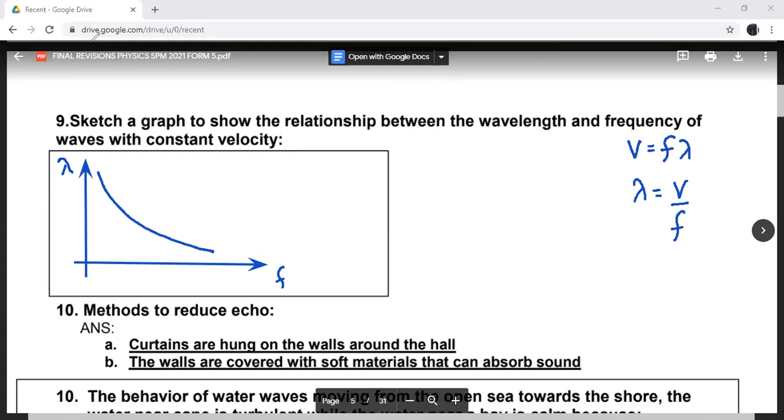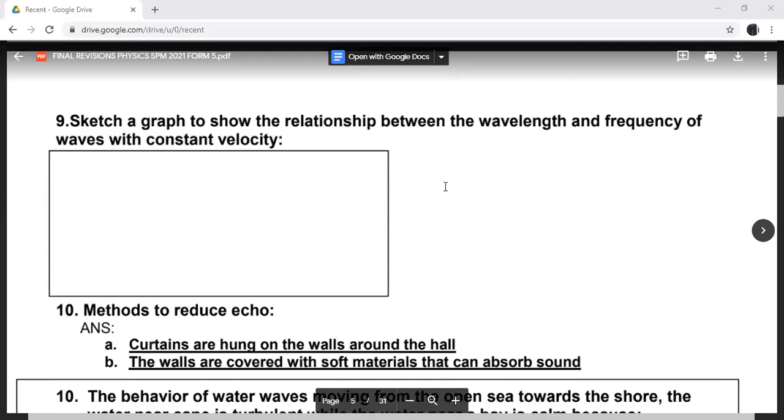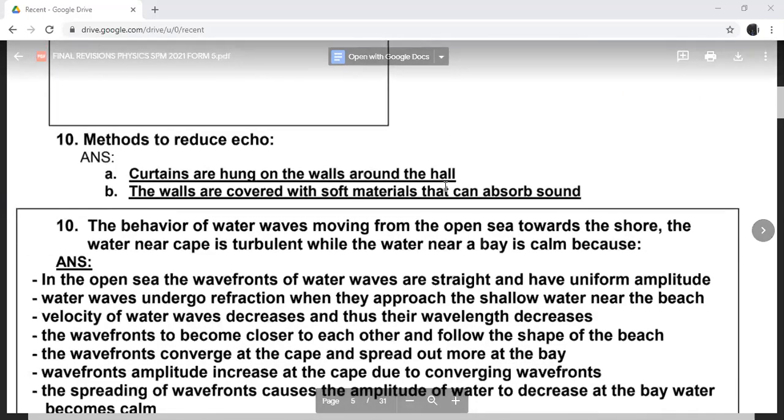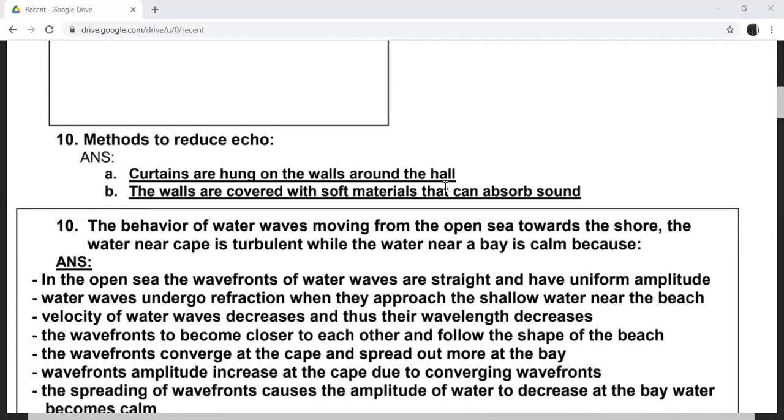Next, we continue. Make sure you know this idea. Methods to reduce echo. Echo is the idea of reflection of sound wave. So if it's a closed environment, use curtain, soft material, soft board on the wall, or carpet on the floor. All of this is because these materials will absorb the sound wave. We are reducing the echo effect.